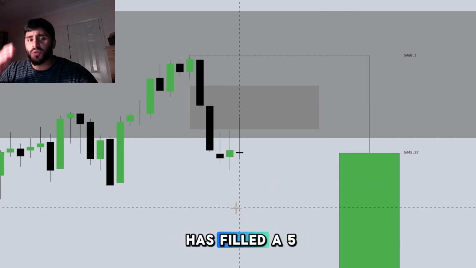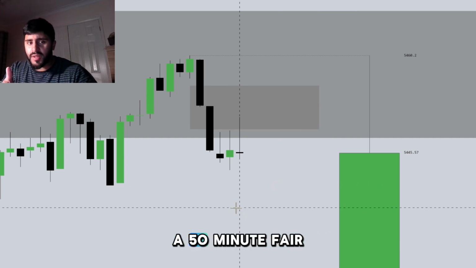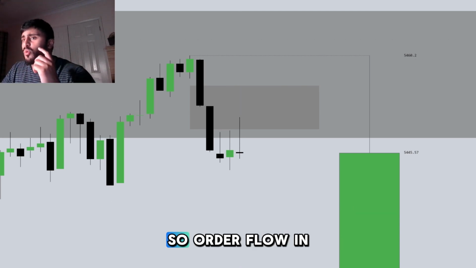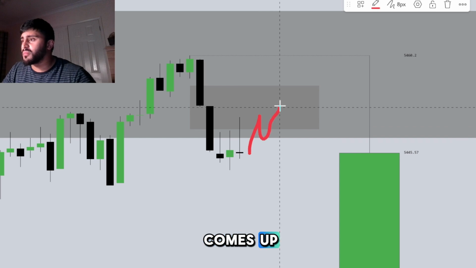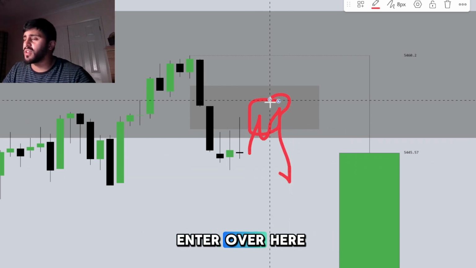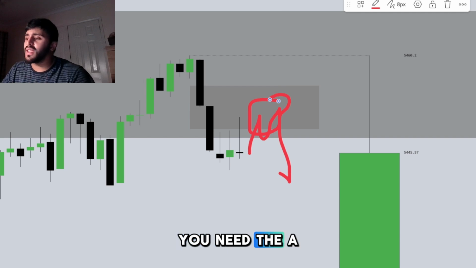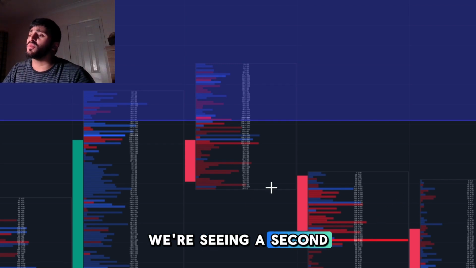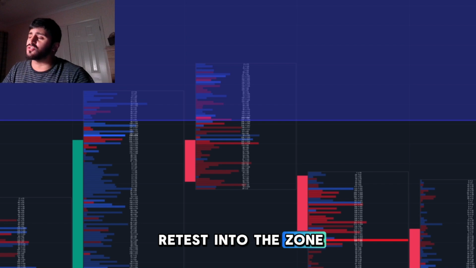So price has filled a 5-minute fair value gap, a 15-minute fair value gap, and on the 1-minute fair value gap, we're looking for order flow. Order flow in itself is where price comes up and it breaks, right? But how do you know when you want to enter over here? Well, you need the ATAS platform. The ATAS platform is what gives you the order flow. So now from here, what we're seeing is a second retest into the zone itself.